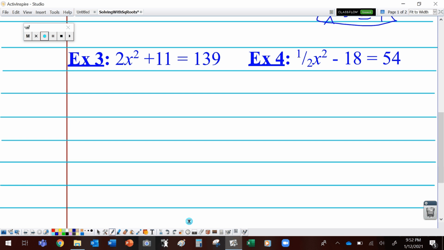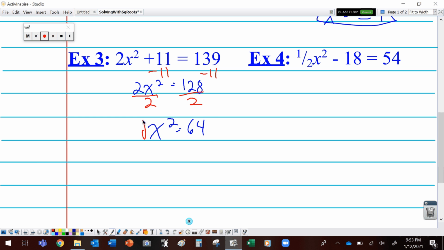I've got 2x squared plus 11 equals 139. Okay, don't let those big numbers scare you. It's not a big deal. Okay, because we're just going to subtract 11 from both sides. And we'll have 2x squared equals 128. Then we'll divide both sides by 2. And we'll have x squared equals 64.